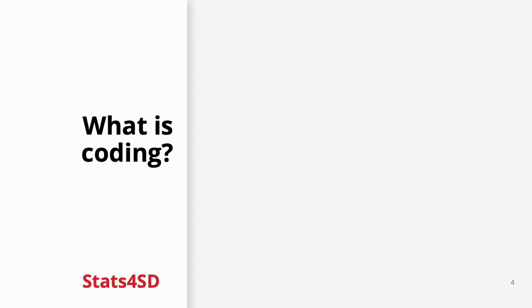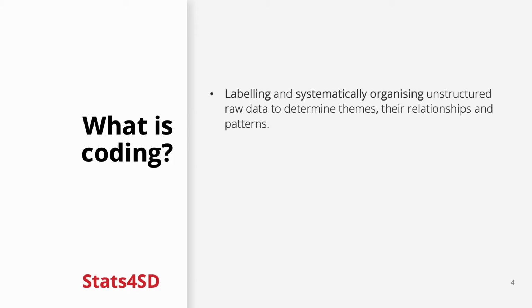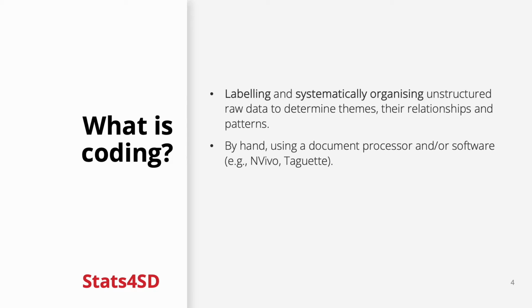If we think about what coding is, we may consider that it entails labeling and systematically organizing unstructured data from interview transcripts, field notes, documents, videos, and so on, in order to determine themes, relationships, and patterns between them. Coding can be done by hand using a document processor and/or a software like NVivo or Taguette. And it can be deductive or inductive.